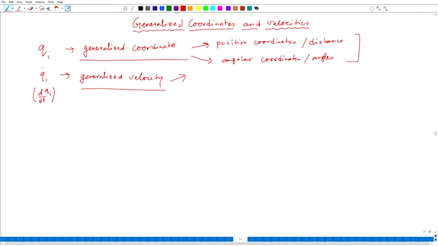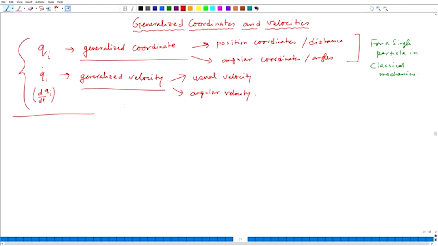I just write, for a single particle in classical mechanics, the generalized velocities will also be correspondingly the usual velocity and angular velocity. So, this is the concept we in general use for our incoming formalism.